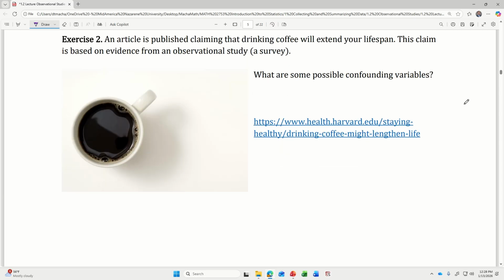Exercise 2. An article is published claiming that drinking coffee will extend your lifespan. This is based on evidence from an observational study. It's based on a survey. I've got the link to it if you want to read it from my lecture notes later. But what are some possible confounding variables in this situation, Hunter?